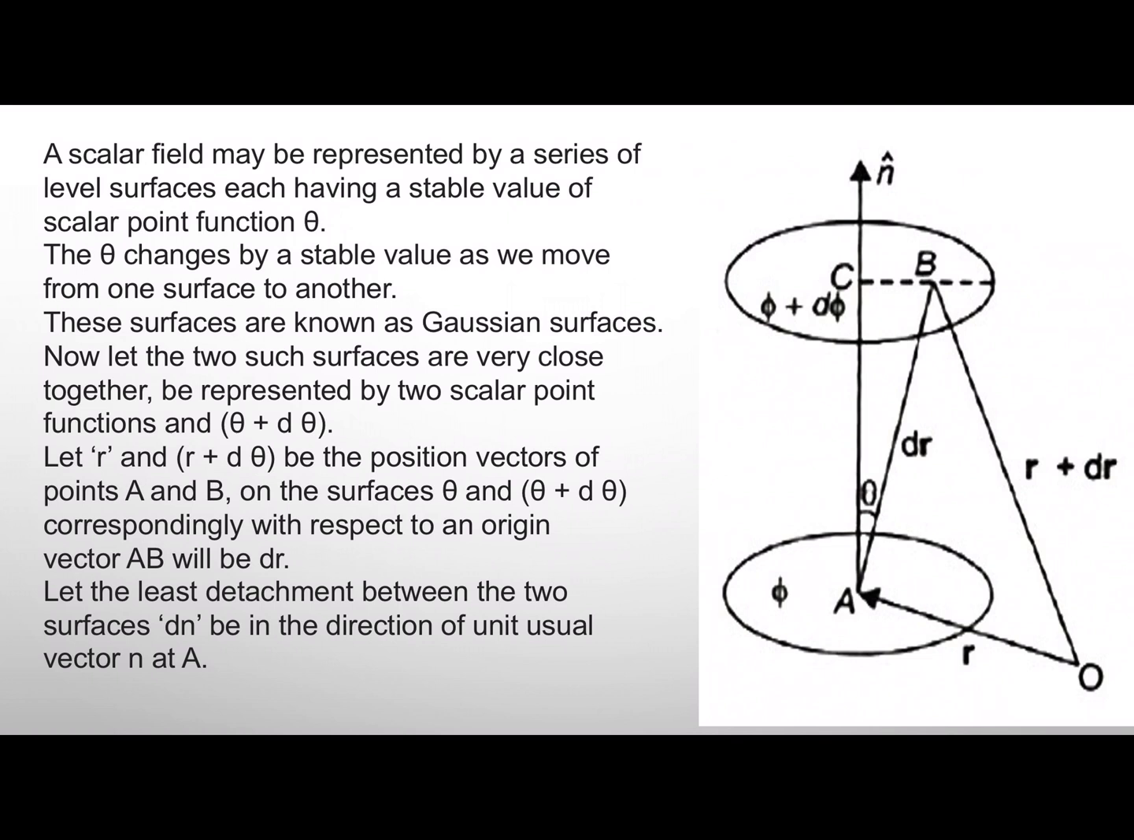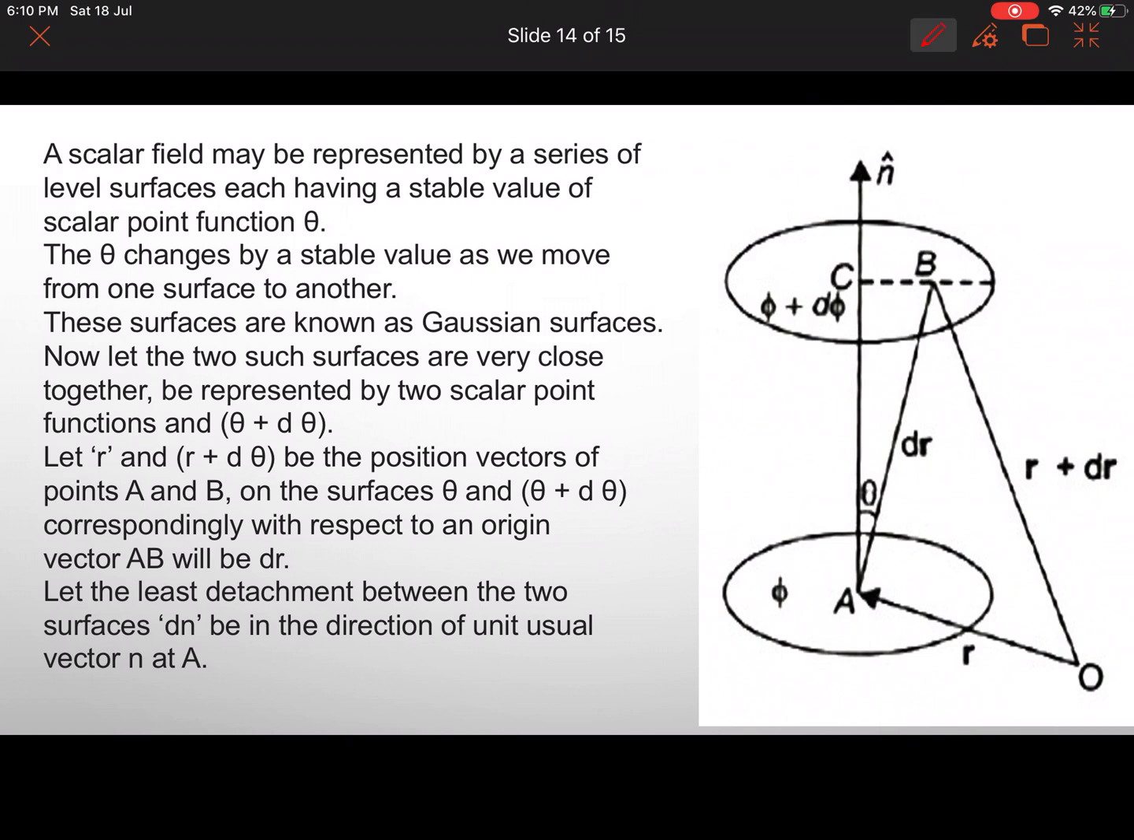A scalar field may be represented by a series of level surfaces, each having a constant value of a scalar point function theta. The theta changes by a constant value as we move from one surface to another. These surfaces are known as Gaussian surfaces. If anyone asks you what Gaussian surfaces are, what you should say? A surface on which the scalar point function is changing gradually. You can define it like that.